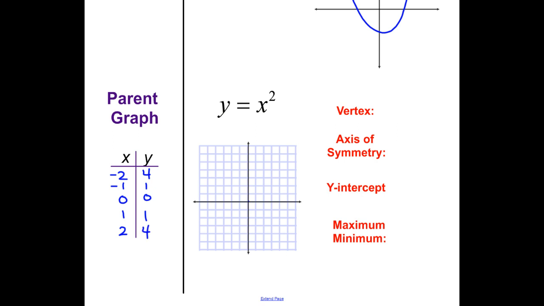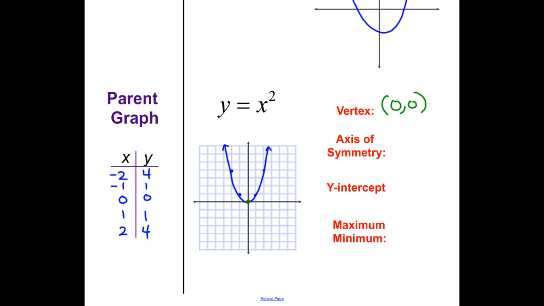Graph our points here, and we are going to get a parabola that looks something like this. Now forgive my artistic abilities. I'm not very good at drawing, but that's what our parabola looks like. Now the vertex, that's the point of symmetry. That's that point right here. It's either our top or our bottom, depending on positive or negative. Our vertex for this graph is 0, 0.